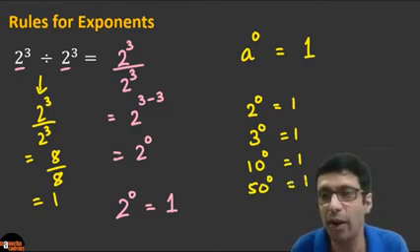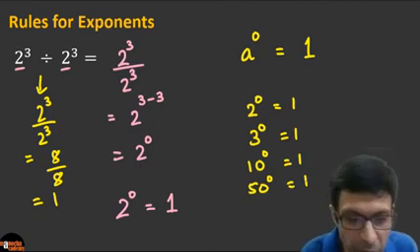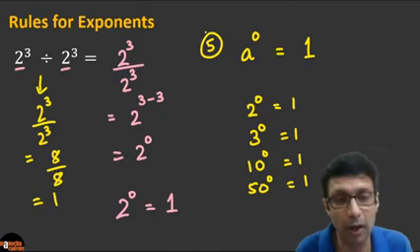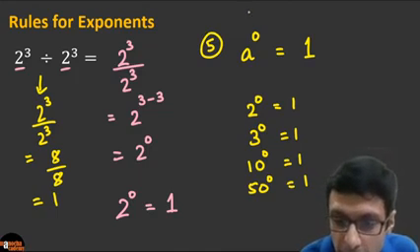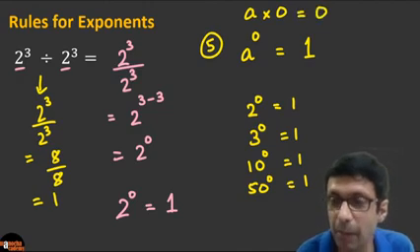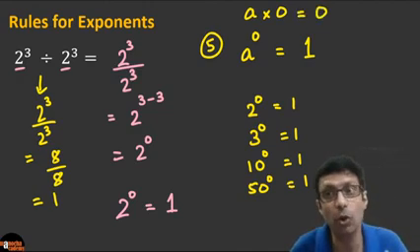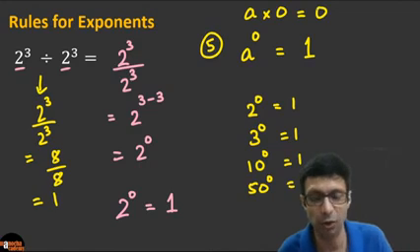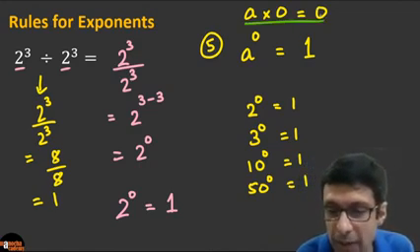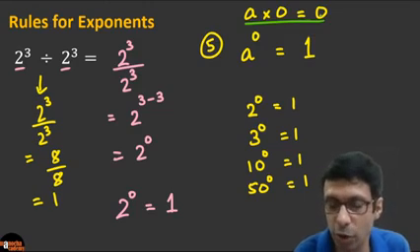Okay, very, very important, because a lot of times you guys forget this important rule. And what is the confusion here? Because please remember, a times 0 is 0. So if you multiply a by 0, it's 0. But a to the power 0 is 1. So guys, don't confuse this. a multiplied by 0 is 0, so I don't want you to confuse it with that.